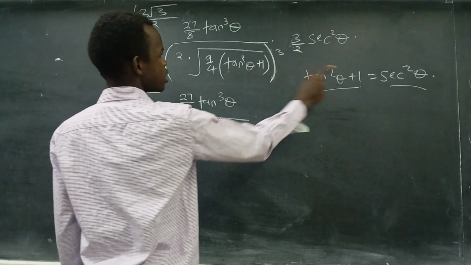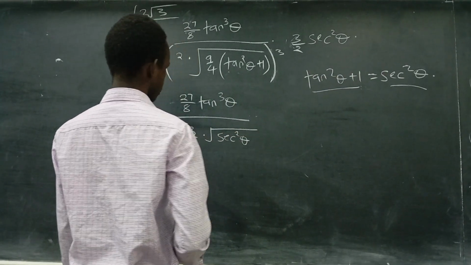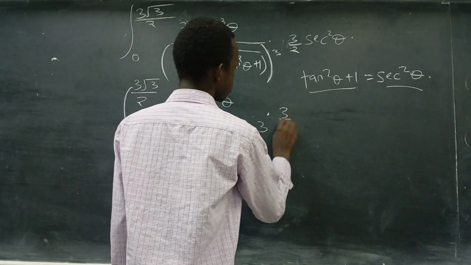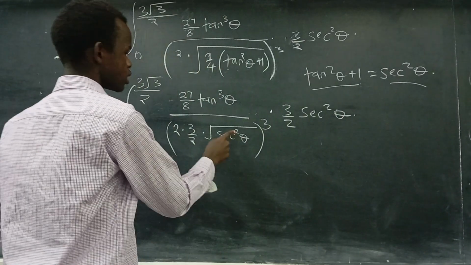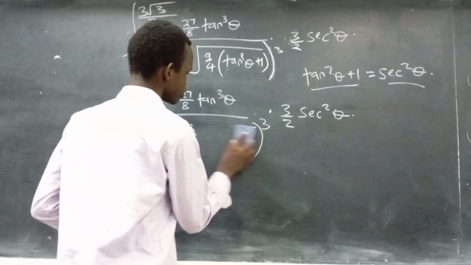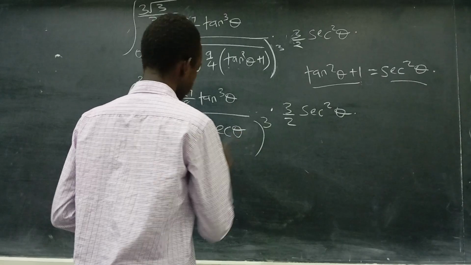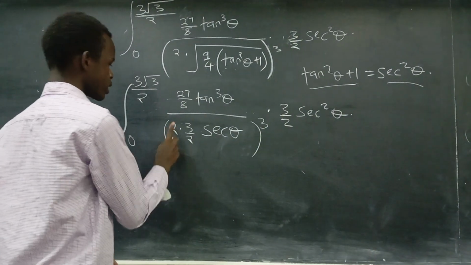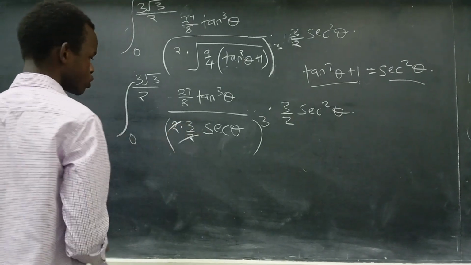So all these parts I'll replace with my secant squared of theta. Remember all this part is being cubed, multiplied by 3 over 2 secant squared of theta. So secant squared under the square root is just the same as a single secant. This is the square root, so I'll just multiply by the secant of theta alone. So from there, let's cube our part. So cubing 3, cubing 2, we get 8. Cubing this, so 2 can go with 2.